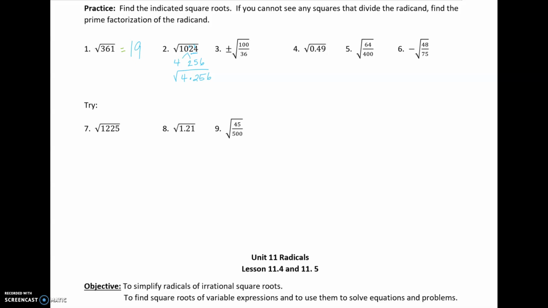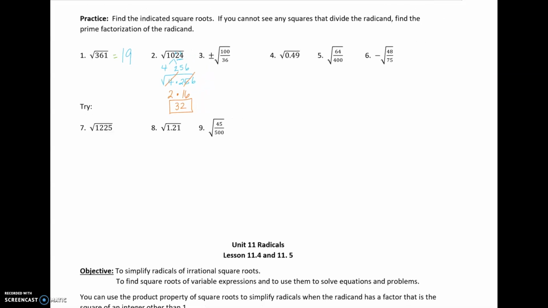Why? Because I know the square root of 4 is 2. It comes out of the radical. The square root of 256 is 16. And 2 times 16 is 32. So 1024 is a perfect square. It was 32. All right, the next one, number 3, positive or negative square root of 100 over 36.